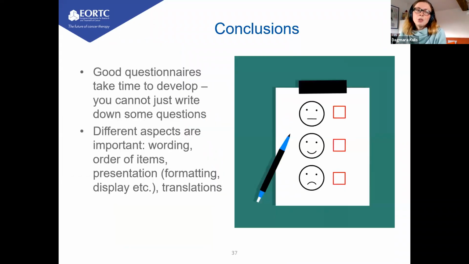So to conclude, having good questionnaires takes time to develop them. You cannot just write down some questions and give them to people. There are lots of really different aspects that are important. So you have to think about the wording, you have to think about the order of the items, the presentation, how they are formatted and displayed, and of course about the translations and language versions that you will need.